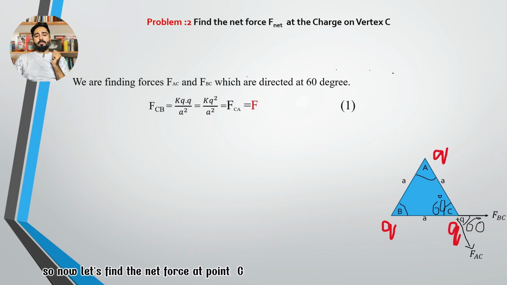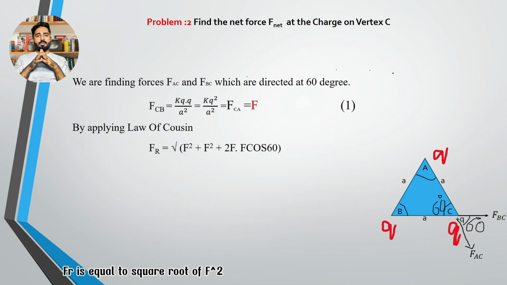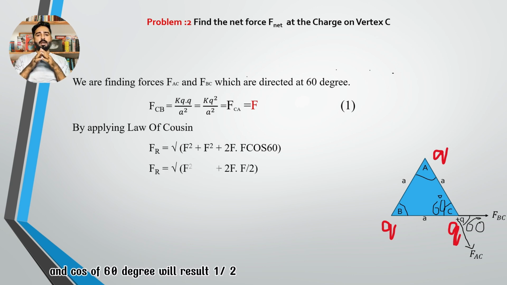So now let's find the net force at point C. For this purpose, we have to apply the law of cosine. Our relation will become Fr is equal to square root of F square plus F square plus 2F dot F cos of 60 degree, and cos of 60 degree results in 1 by 2, so our relation will become Fr is equal to square root of F square plus F square plus 2F dot F by 2.